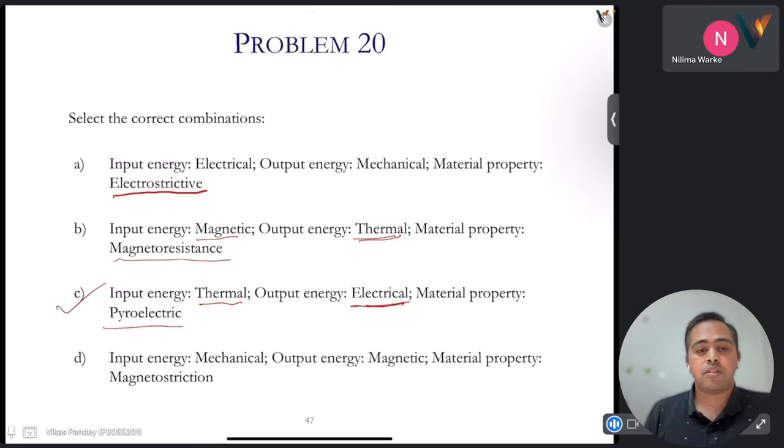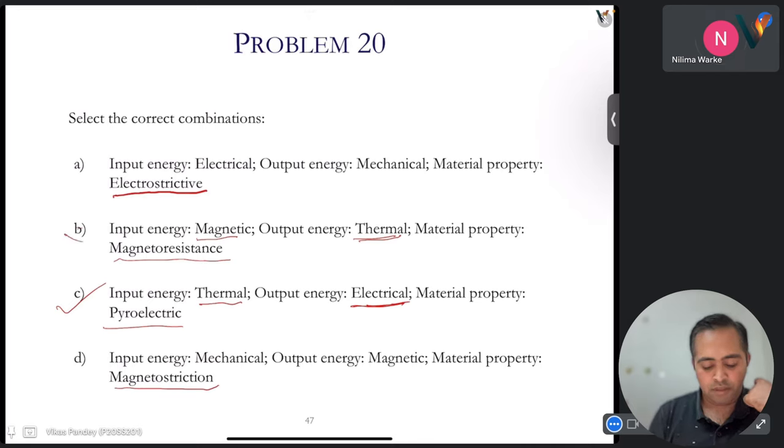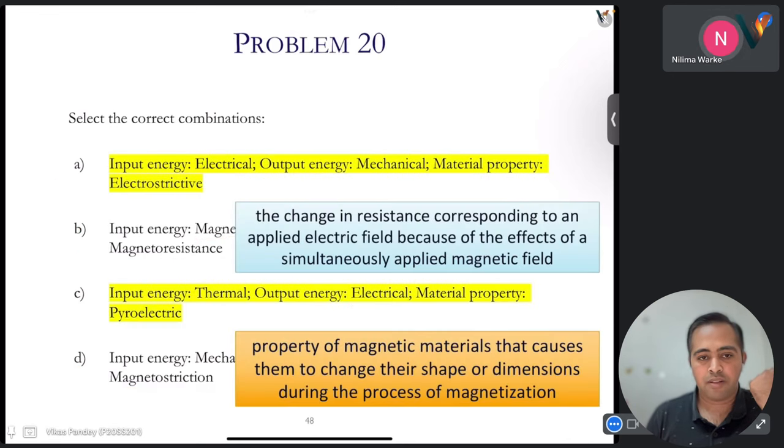And then D: input is mechanical energy, like some force, or we are stretching or straining, and we are getting a magnetic field out of it. Is it magnetostriction? No, this mechanical to magnetic, it may be, but I'm not sure. So let's keep it in doubt. A, not sure. No, right. Electrical and mechanical. Yes. So A is correct.